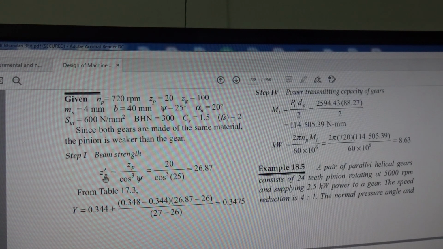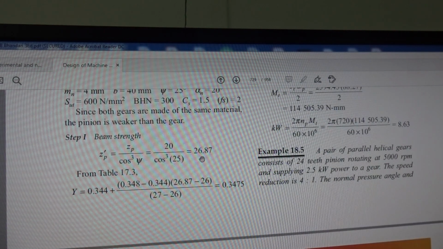The formative number of teeth, Zp dash is equal to Zp by cos cubed psi, that is 20 by cos cubed psi. So this one is 26.87. You can see that form factor for the teeth 26 and 27 is given. For this, you see the table 17.3. It is in the previous chapter of the spur gear. You can get the table 17.3. And the form factor for 26.87 you can get from the interpolation method.